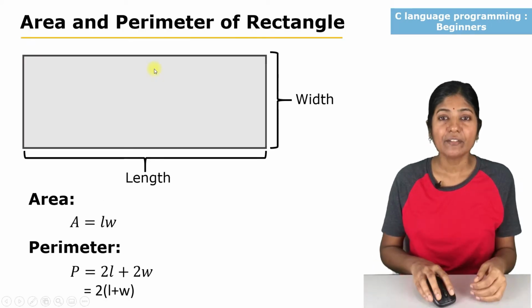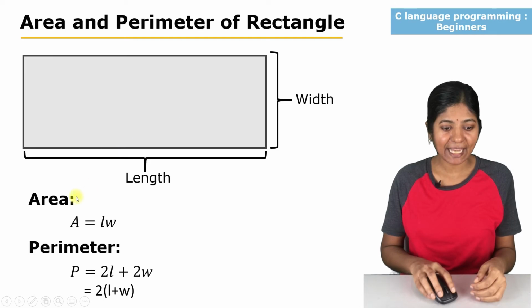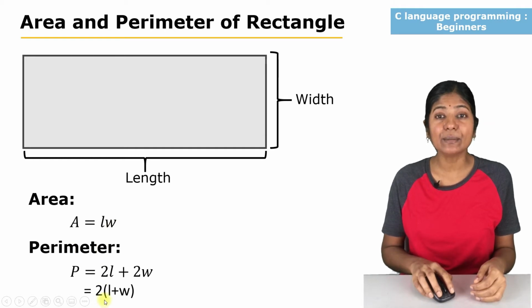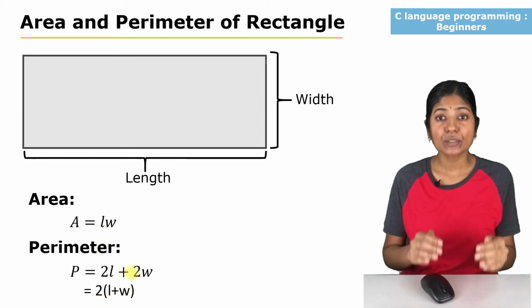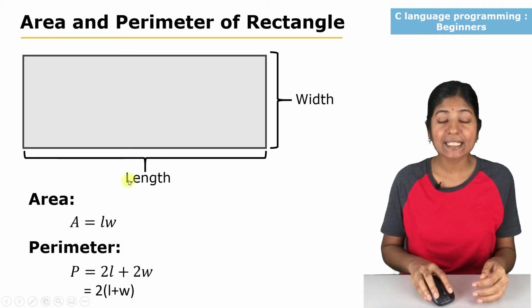Let's begin. We know that a rectangle has two properties, one is length and another one is width, and its area is the product of length and width. Its perimeter is 2 into (length plus width). So, we need to declare 4 variables. One is length, another one is width, and another 2: area to store the result of the area, and perimeter to store the result of the perimeter.